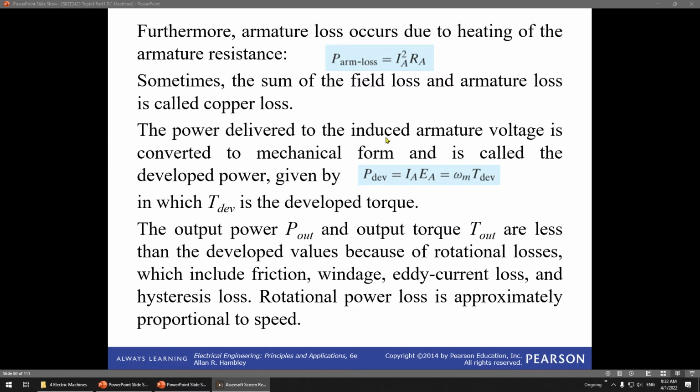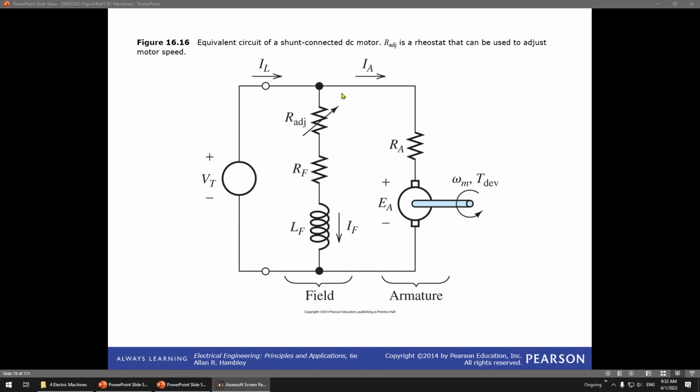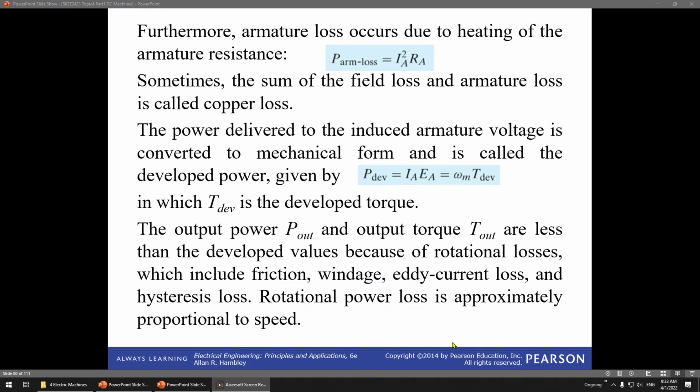The power delivered to the induced armature voltage is converted into mechanical form and is called the developed power. So P equals IA EA. This is all the output power that will be produced, and of course this power is equal to the mechanical power. So P equals T WM, which is EA IA equals T times WM, the angular velocity. And of course, remember P out.